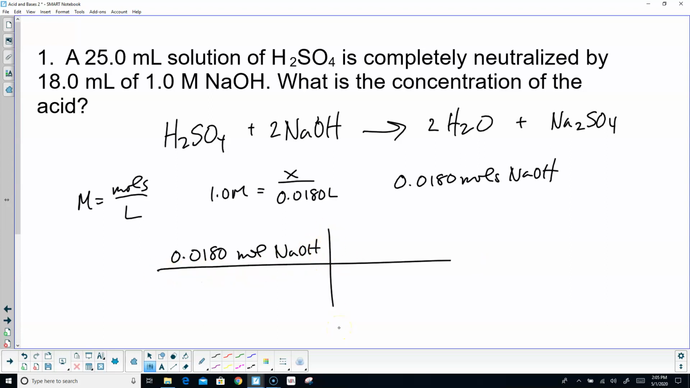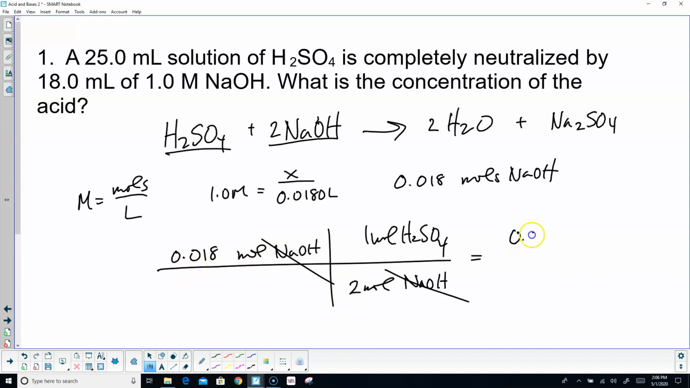And let's see. I guess technically if we were really doing sig figs, you'd get rid of this last 0 because this has 2. Not a huge deal. But anyway, 0.018 moles of NaOH, and according to the balanced formula, for every 2, I get 1. So I'm going to put 2 moles NaOH here, 1 mole sulfuric acid here. Okay, and that's telling me when I do this, I'm going to essentially divide.